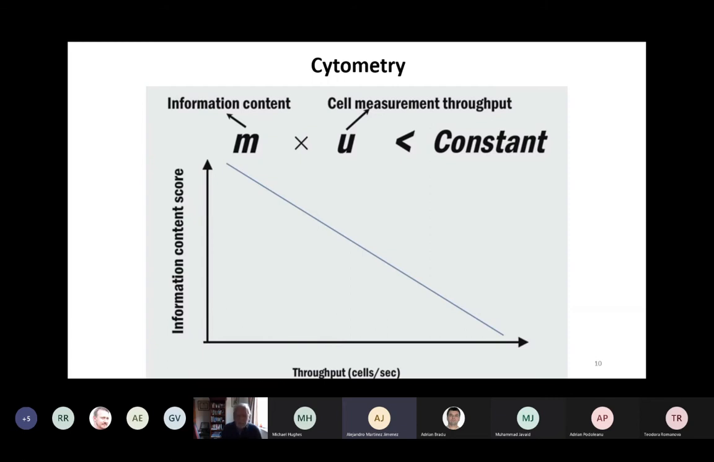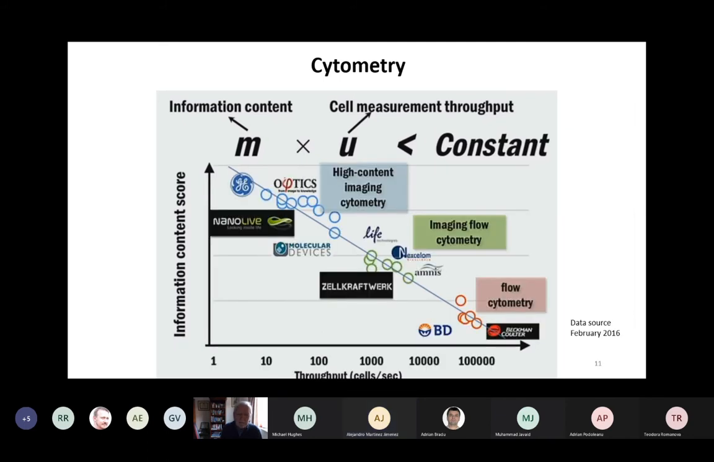So as you can see in this figure, there is always a trade-off between the information content and the throughput. That means whenever you want to get high throughput, you have to sacrifice the information content. And whenever you can sacrifice the throughput, then you can get more information content. So here is a summary of some cytometry products in the market.